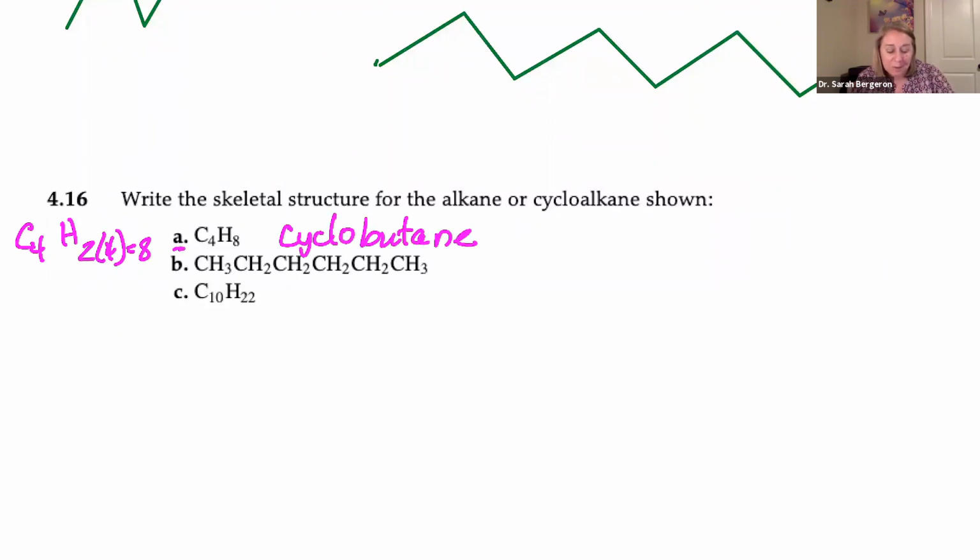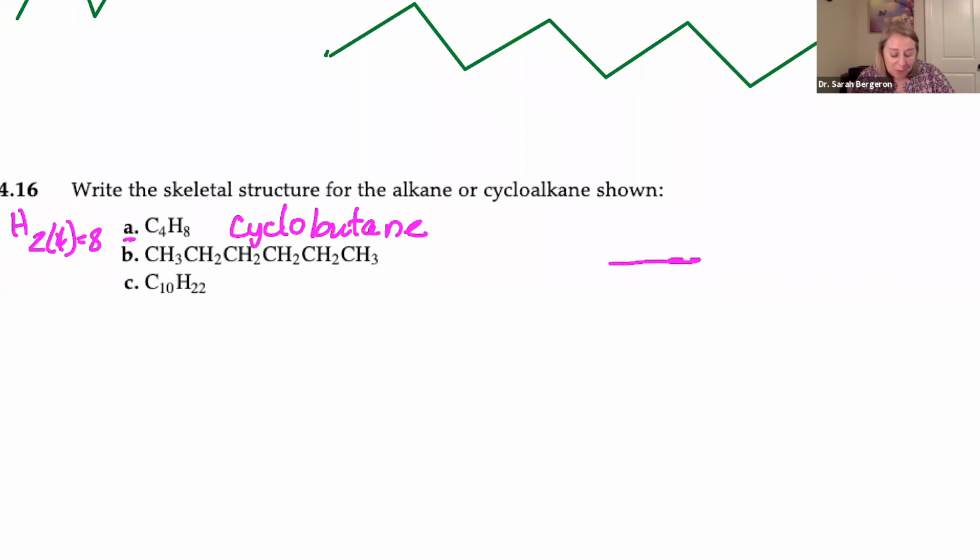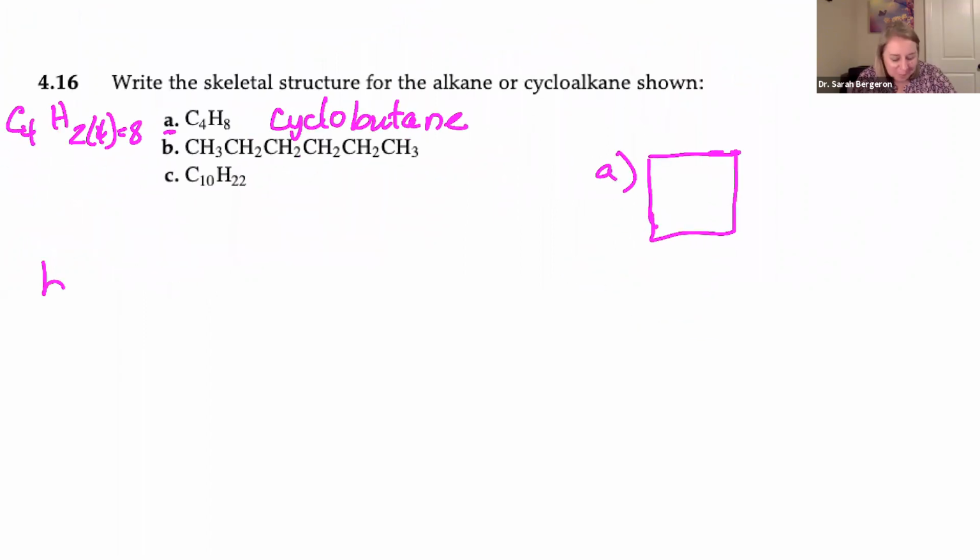So if I'm going to draw cyclobutane, I need to make a ringed structure that has 4 carbons. Well, it doesn't actually look like a ring. You just make a box. 1, 2, 3, 4 carbons. And don't leave your numbers. So this is A. That's it. It's a box.